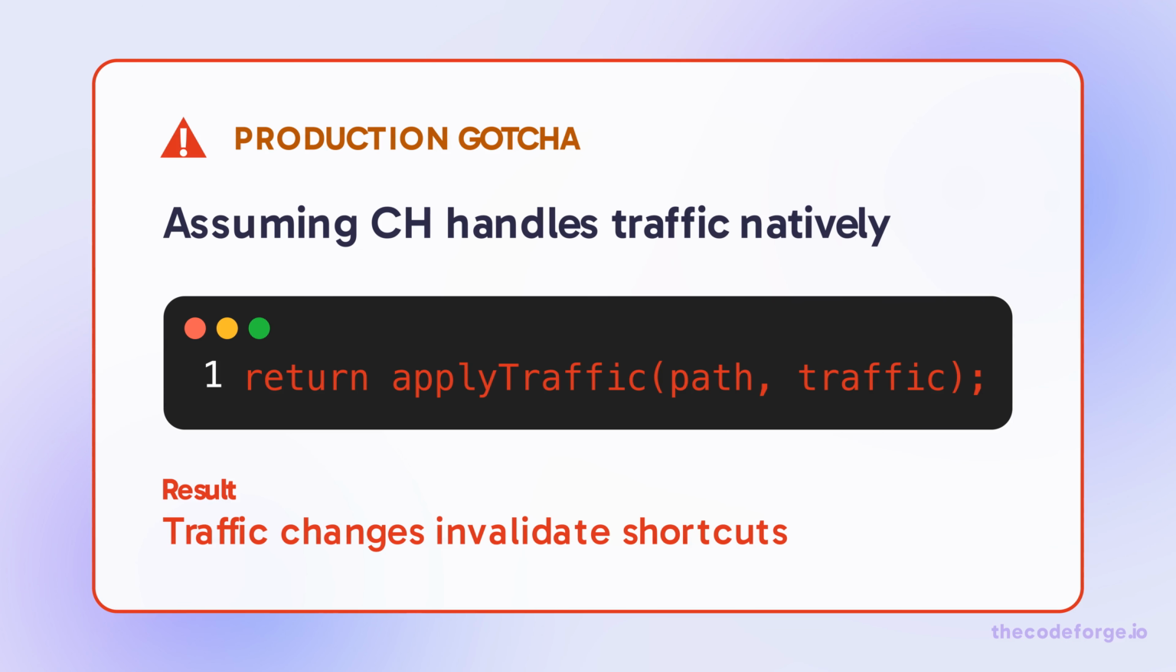Contraction hierarchies are built on static road data. Real-time traffic changes edge weights, which would invalidate shortcuts. The solution is to run CH on the static graph and apply traffic as a post-processing step.